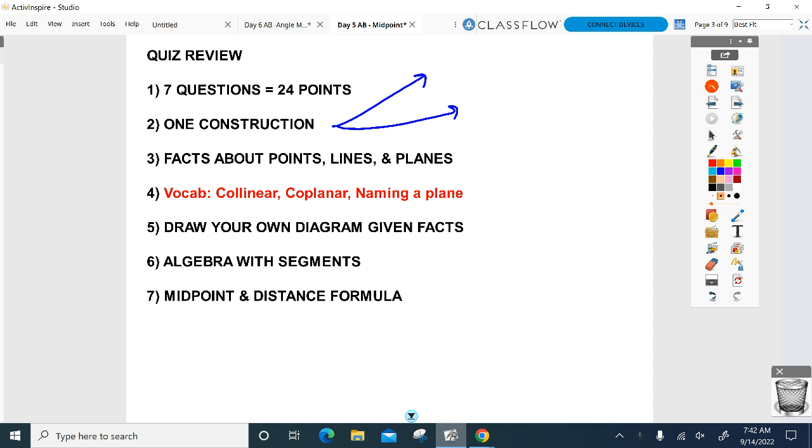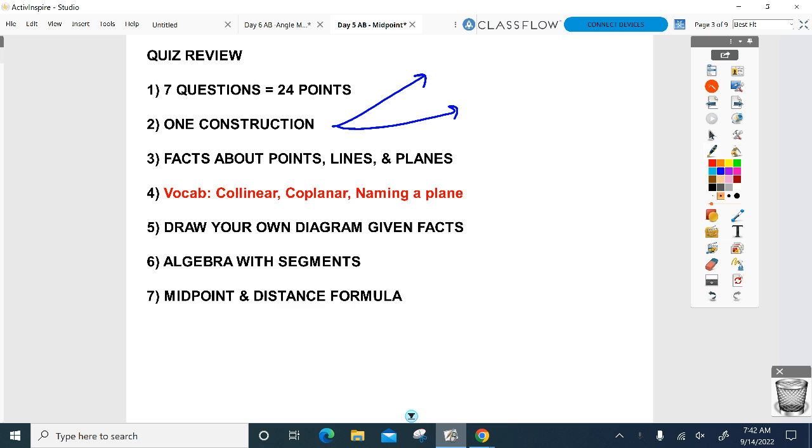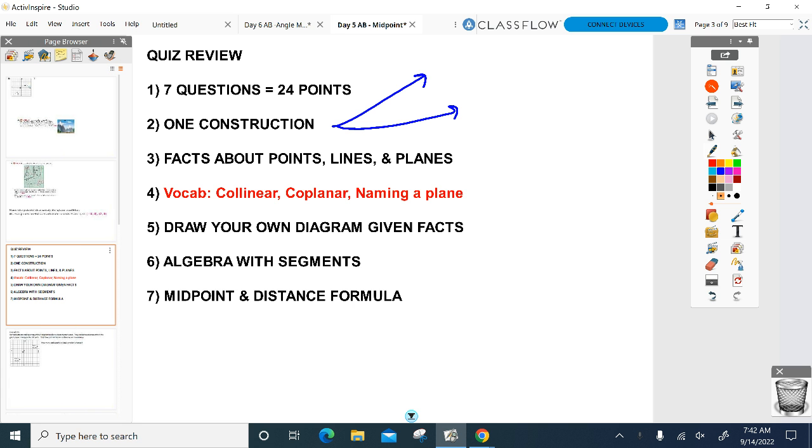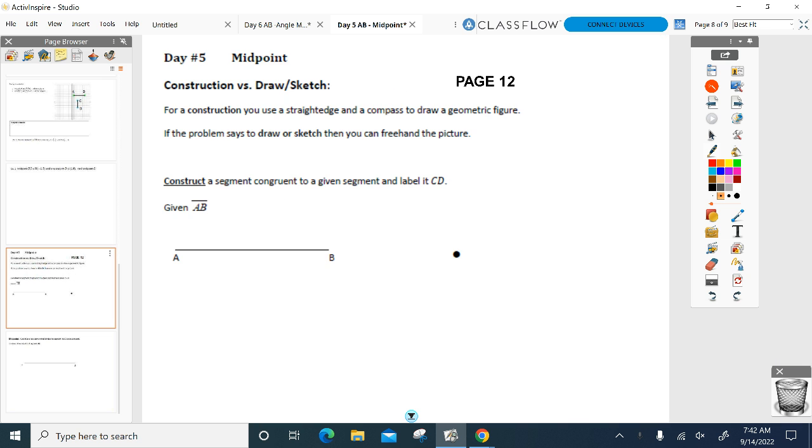Okay, 5. What's one of the constructions it could be then? We only did 2 yesterday in your notes. Like, I don't really know what construction means. What is construction? Using your compass, right? Here's the first thing we did with it. What do we do here with it?